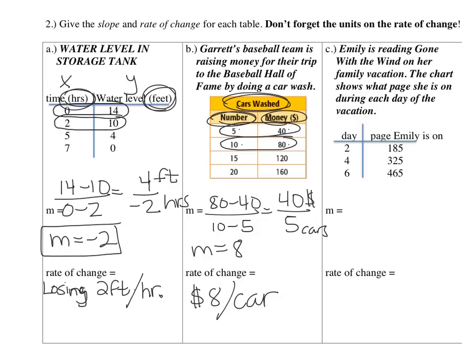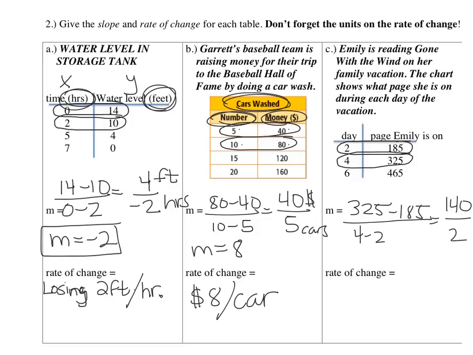Emily is reading pages of Gone with the Wind. And so she's recording how many days she's been reading and what page she's on, right? So I'm going to take the first two ordered pairs again, right here, okay? And I'm just going to subtract, again, I'm going to do 325 minus 185 on the top, because that's going to keep me positive, and then 4 minus 2. And when I do that, you get 140 over 2, and then 140 divided by 2 is 70. So we would say the slope is 70.